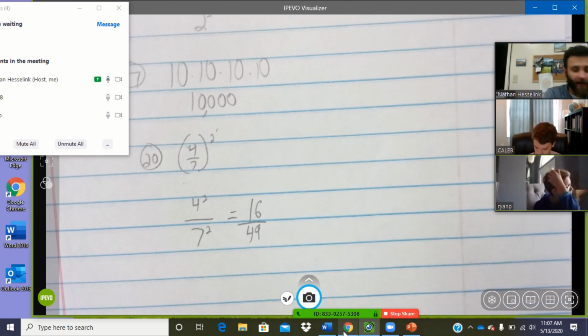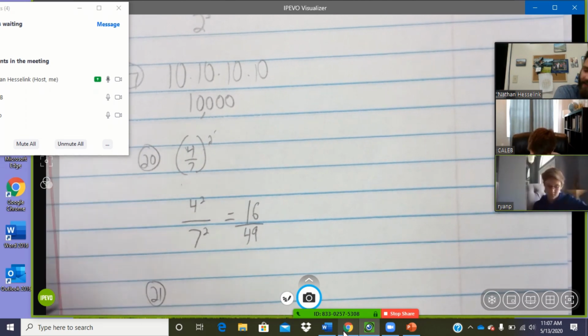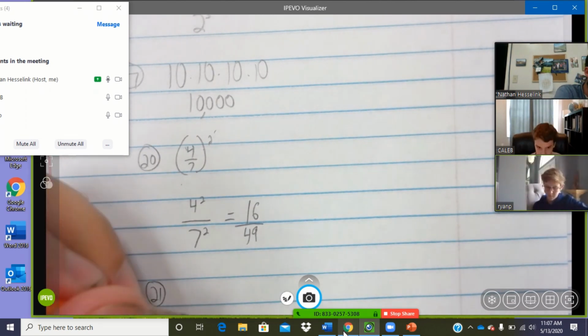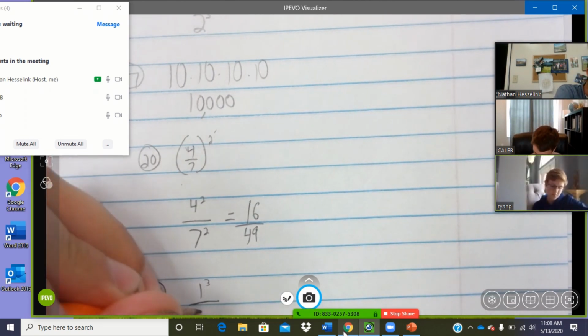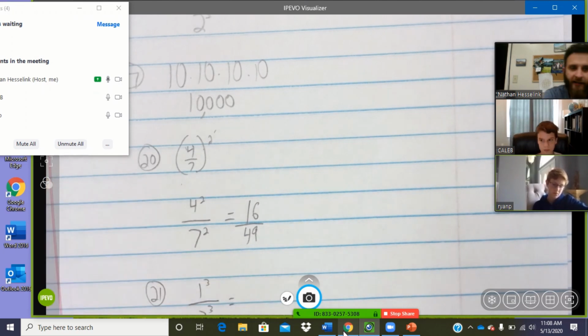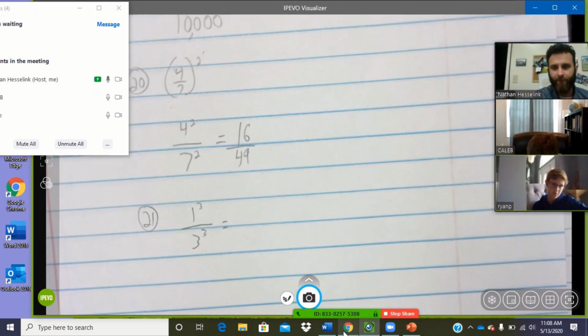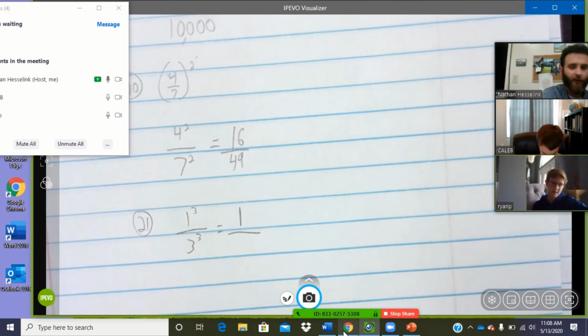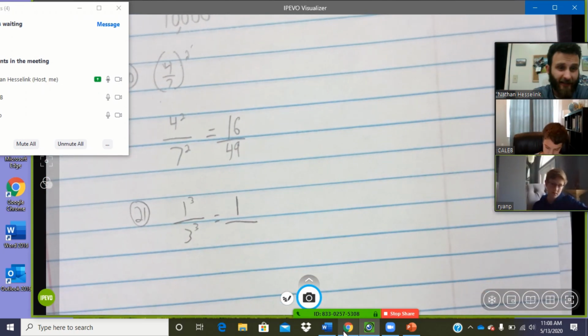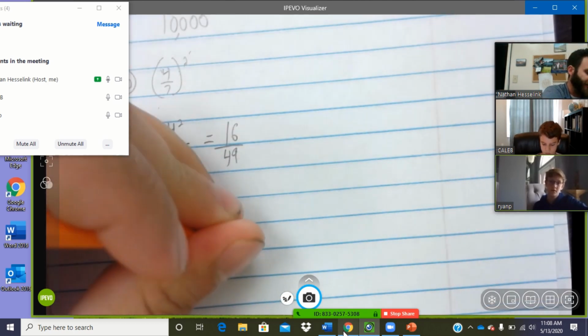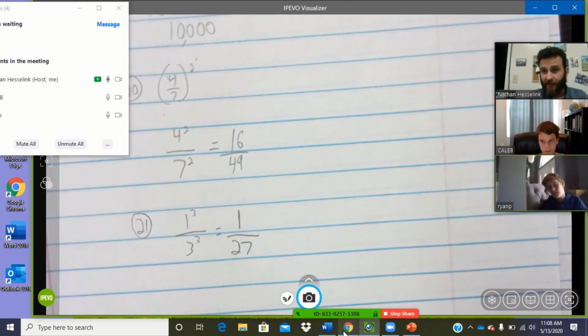Number 21, they cubed it. Same idea though: 1 cubed over 3 cubed. Well, 1 times 1 times 1 is 1. 3 times 3 times 3 is 27. 3 times 3 is 9, times 3 is 27. Good.